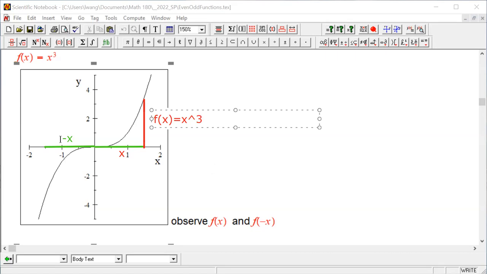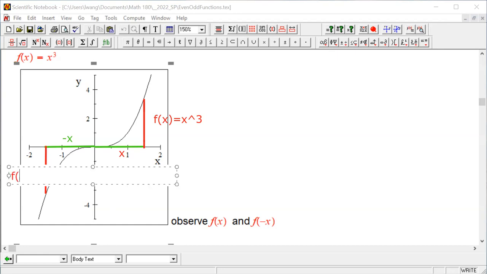And the other red, this is going to be f of negative x, which is negative x raised to the power 3. Now, what is negative of f of x? Negative of f of x, put a negative sign in front of it. So if I put a negative sign in front of f of x, what do I get?